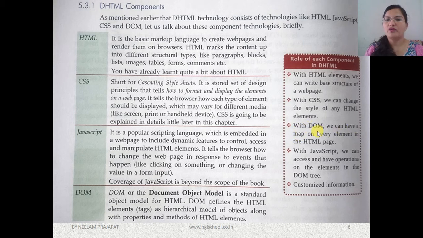Then with DOM we can have a map of every element in the HTML page so that we are not making mistakes in closing or opening the tags. With JavaScript we can access and have operations on the elements in the DOM tree. Whatever elements we are using in HTML, with JavaScript we can simply have access and have operations on them, and then we can have customized information. The information will be according to our need.